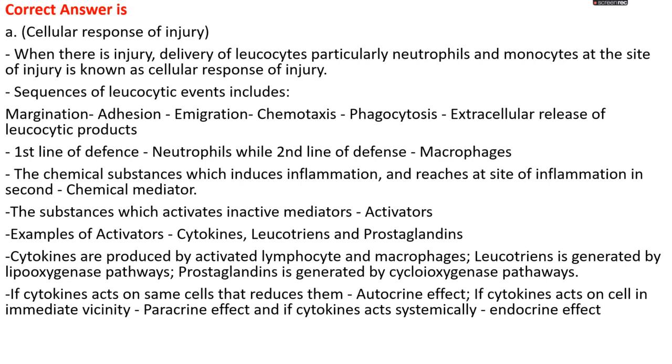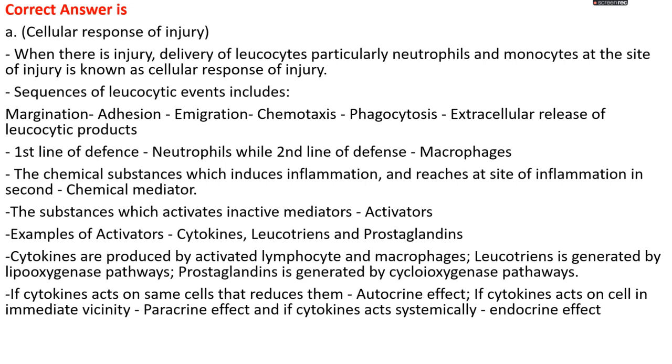When there is an injury, the leukocytes, particularly neutrophils and monocytes, move toward the site of injury. That is known as the cellular response of injury. The sequence of leukocytic events is: first margination, the process in which leukocytes move toward the wall of the blood vessels. Then adhesion, where leukocytes adhere to the vessel wall, and then emigration, where leukocytes cross the blood vessels. Then chemotaxis and phagocytosis, and finally extracellular release of leukocytic products.